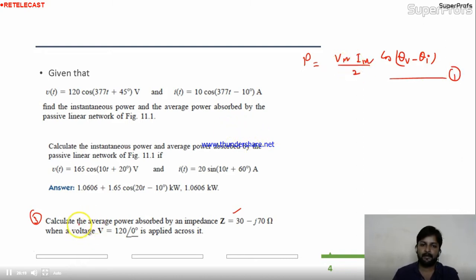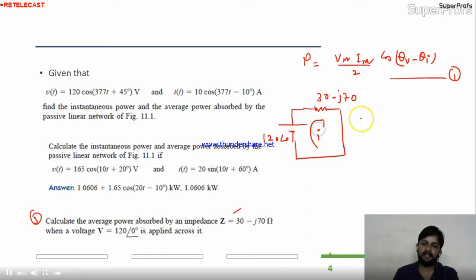So you have an impedance of 30 minus j70. Perfectly fine. The applied voltage is 120 at an angle 0. So if you have I from this, you can calculate power easily. So I will be 120 at an angle 0 divided by 30 minus 70j. Is it clear to you?